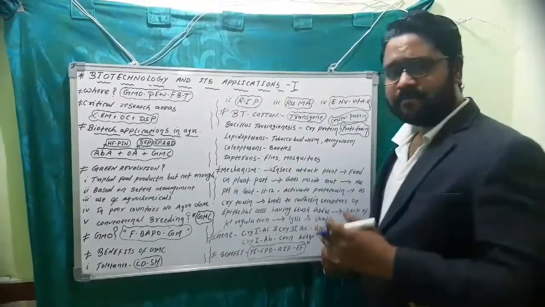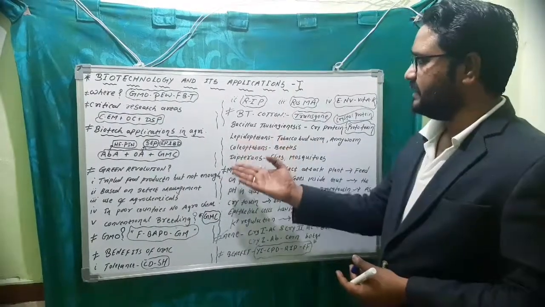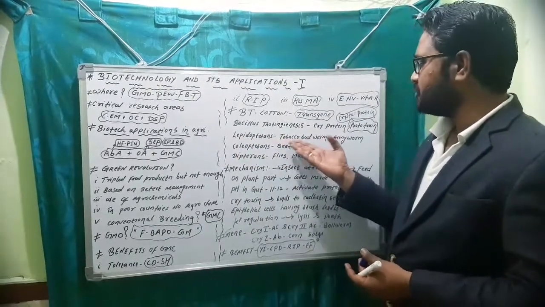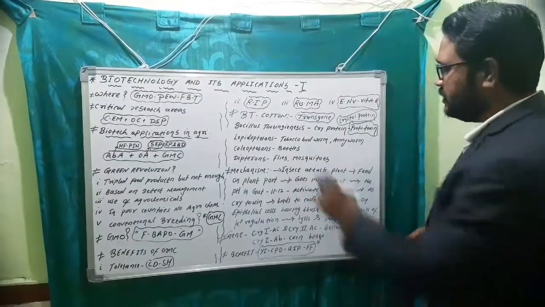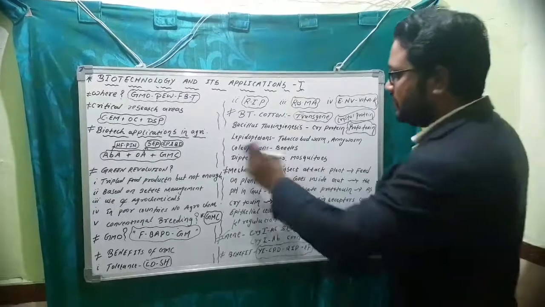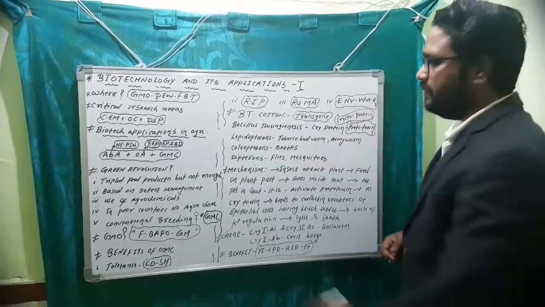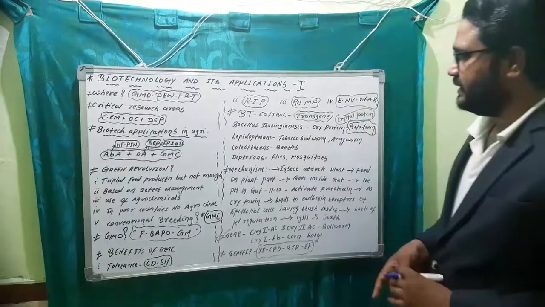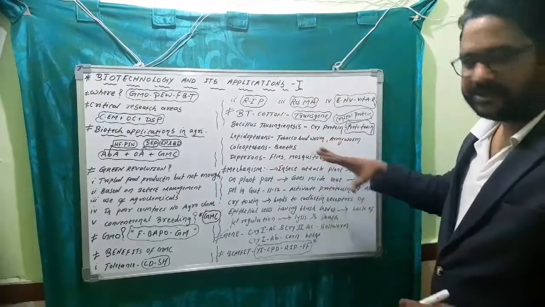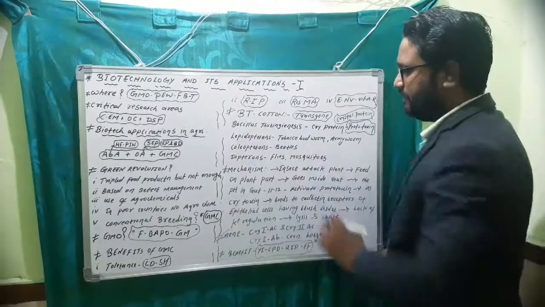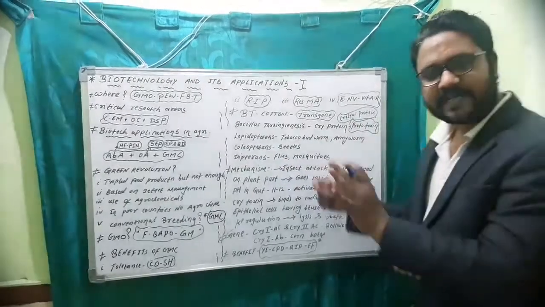So this BT cotton, the genes of Bacillus thuringiensis, are effective against which insects? Against these insects: lepidopterans, against tobacco budworm and armyworm. We have to memorize this. Coleopterans against beetles and dipterans against flies and mosquitoes. So lepidopterans, coleopterans and dipterans with their specific examples respectively: tobacco budworm, armyworm, beetles, flies and mosquitoes. So I repeat this: lepidopterans against tobacco budworm and armyworm, coleopterans against beetles and dipterans against flies and mosquitoes.